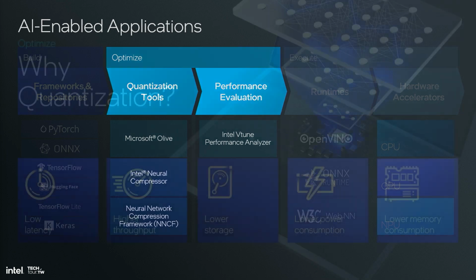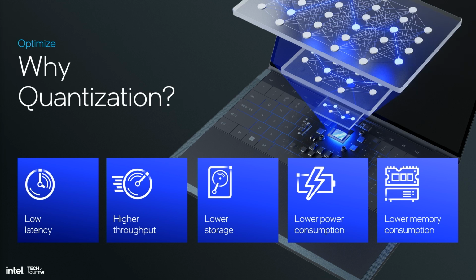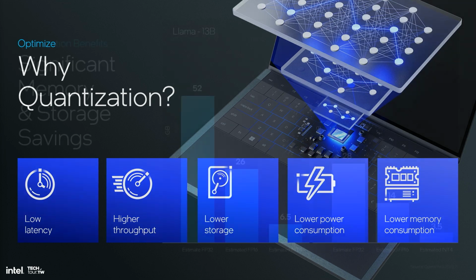I want to walk you through a little bit of what's going on with compression. First of all, you need these things, right? You can't run giant models on a PC. You need lower latency, higher throughput, lower storage, lower power, and lower memory, and that's the benefit of compression or quantization. Let me show you this in numbers.